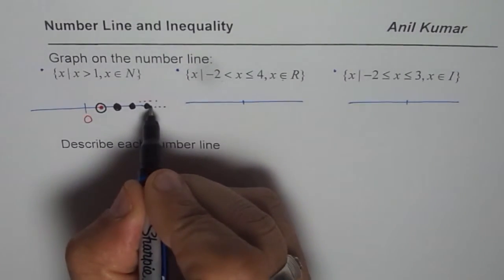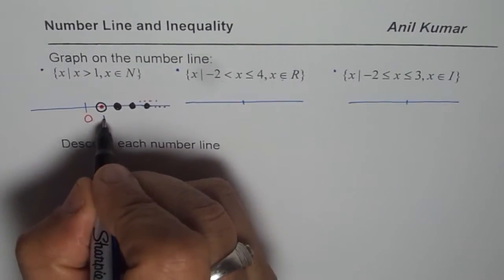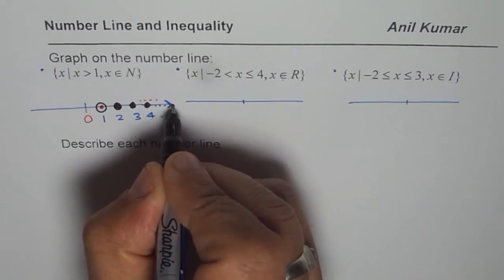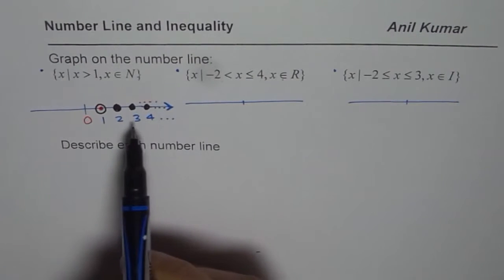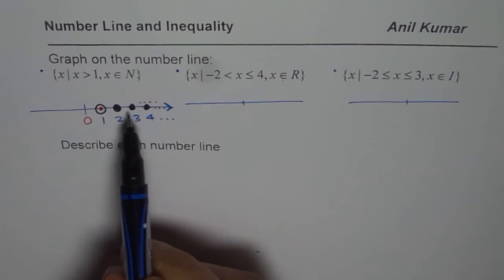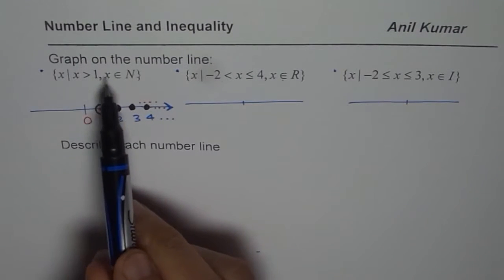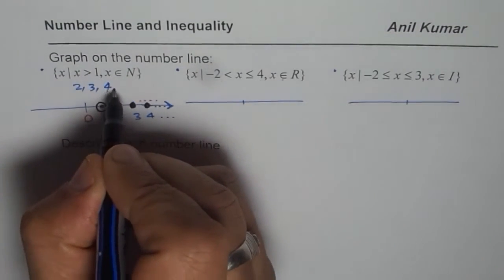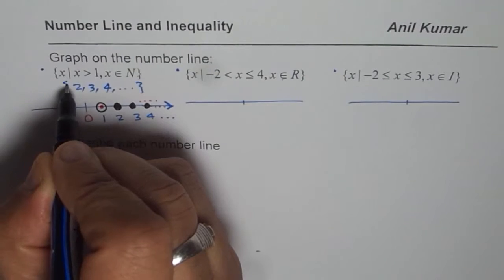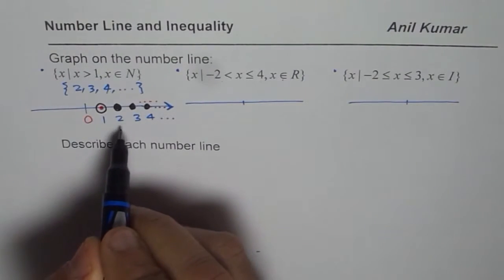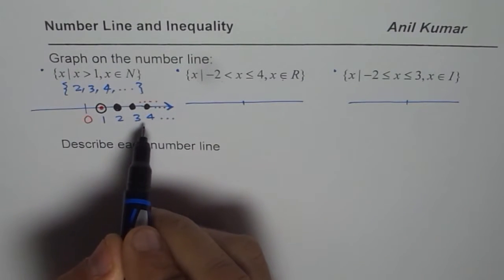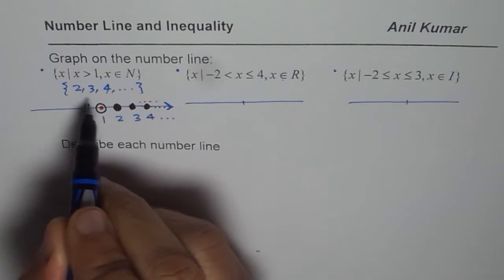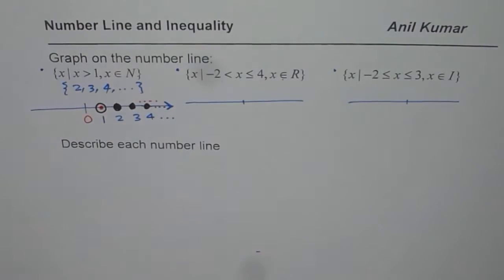Since it is greater than 1, we should not include this. So this is 1, 2, 3, 4, and so on. The line goes on, correct? So you have to fill in holes for the numbers from 2 onwards. So we'll get 2, 3, 4, and so on. So that is an infinite series which you are going to get, which is being represented on this number line. Since the line can extend till infinity, it can take care of all the numbers as shown here.